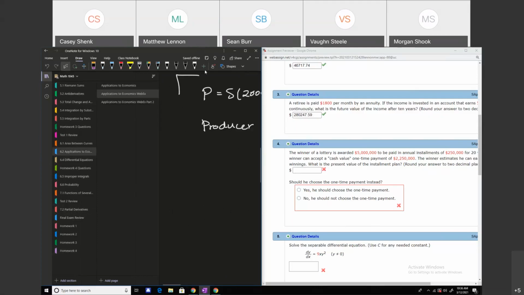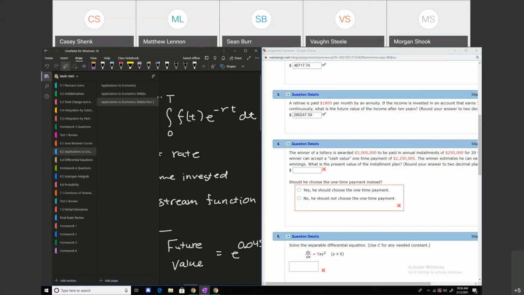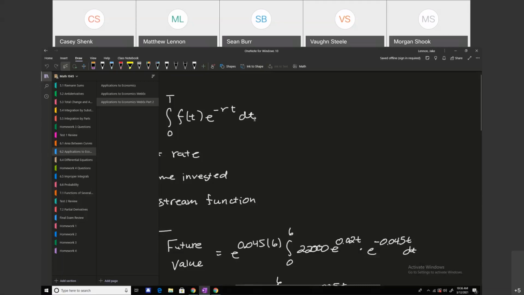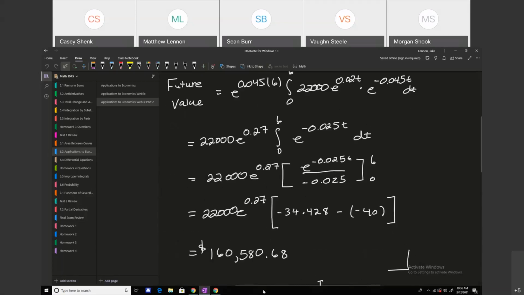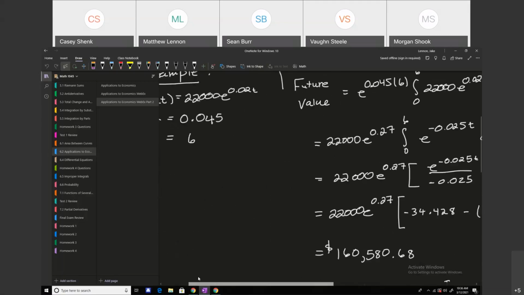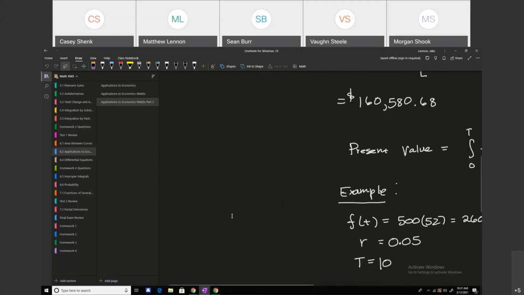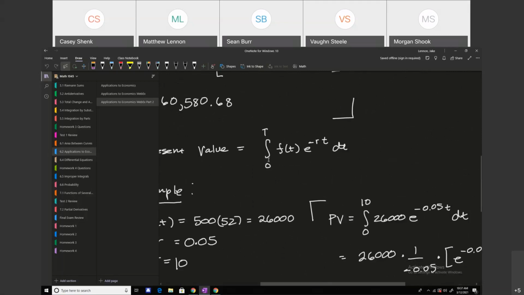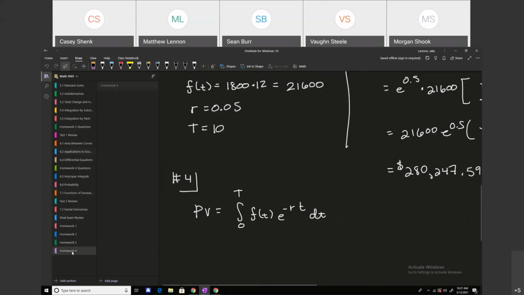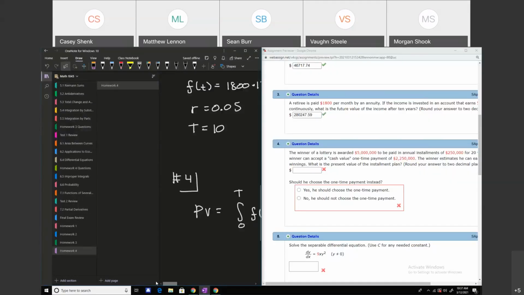6.2, second part maybe. So there's future value. The second topic with income streams. There we go. There's the present value formula. So present value 0 to t, f of t, e to the negative rt dt. So we have the right formula written down. So let's get the info from the problem and go from there.